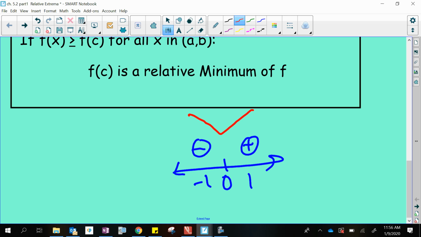So if we had one from our previous book where we found that it was going up and then down, that would be a max. If this were an answer to our homework, where it was coming up, going up to -1, and then going down, what is happening at -1? It's a max, right?